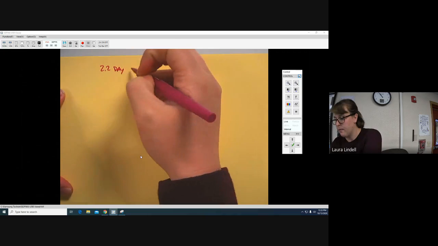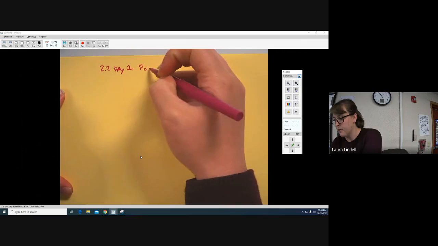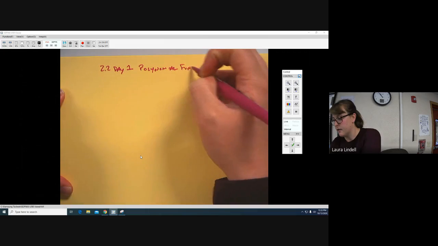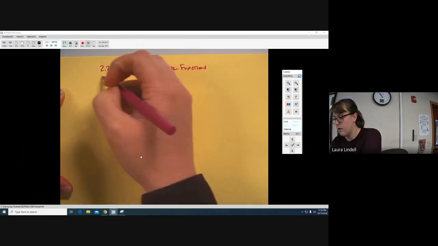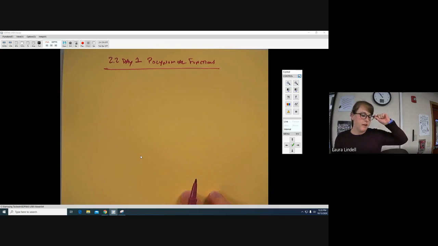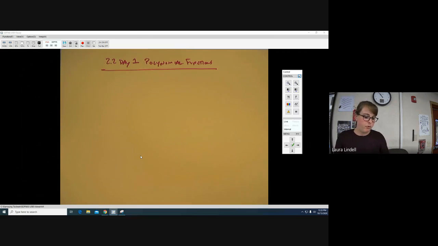(2.2) day 1, polynomial functions. All right, so 2.2, and actually I believe 2.3 as well, and maybe even 2.4, continue going deeper with polynomial functions and what we can do with polynomials. So first off, we have to kind of define what a polynomial function is.